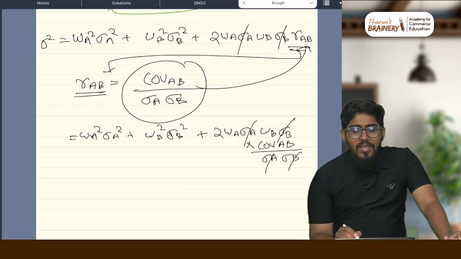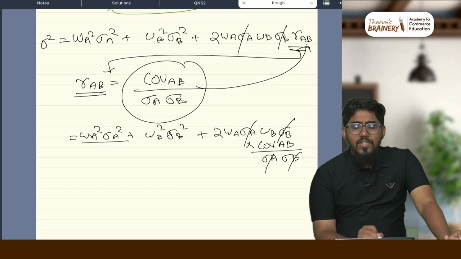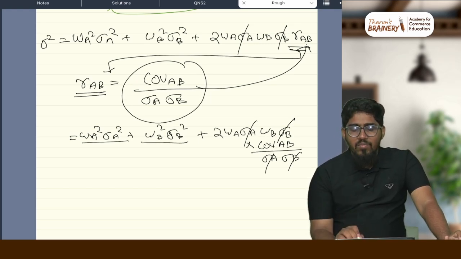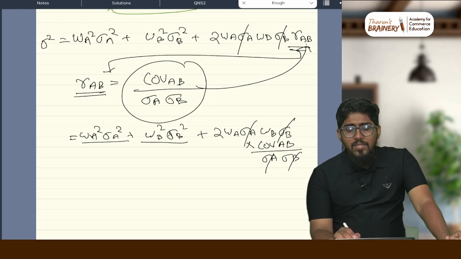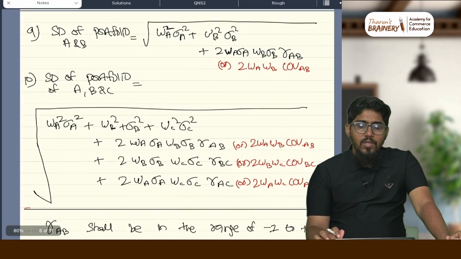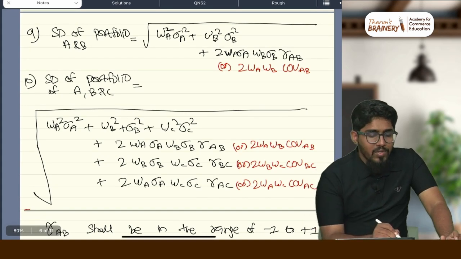So I can also write weight of A square standard deviation of A square plus weight of B square and variance of B, or standard deviation of B square, plus 2 into weight A into weight B into covariance of AB. This is also one more formula. So that's the reason I put OR.